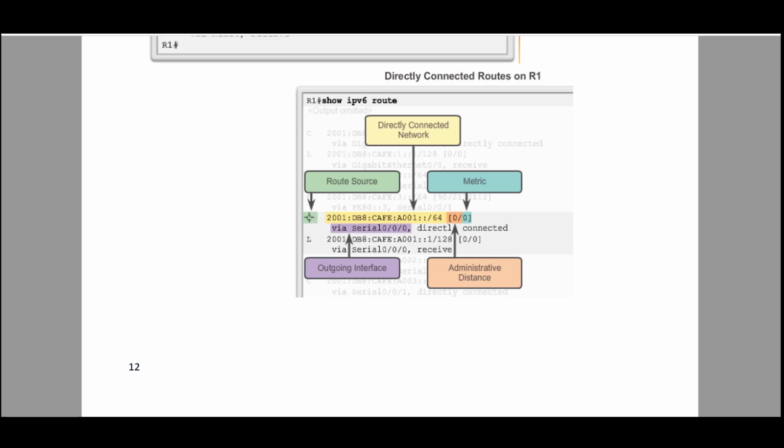So first it is going to be the root source, then the destination IP address, or we can say it is a directly connected network. Next is the administrative distance value. If it is directly connected, the administrative distance value is 0. Then 0 is the metric, and via, that means the next hop, then the outgoing interface.